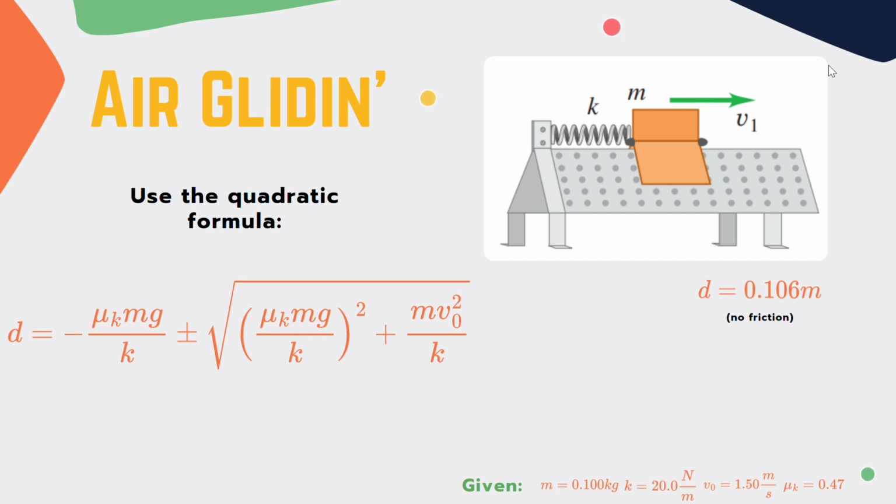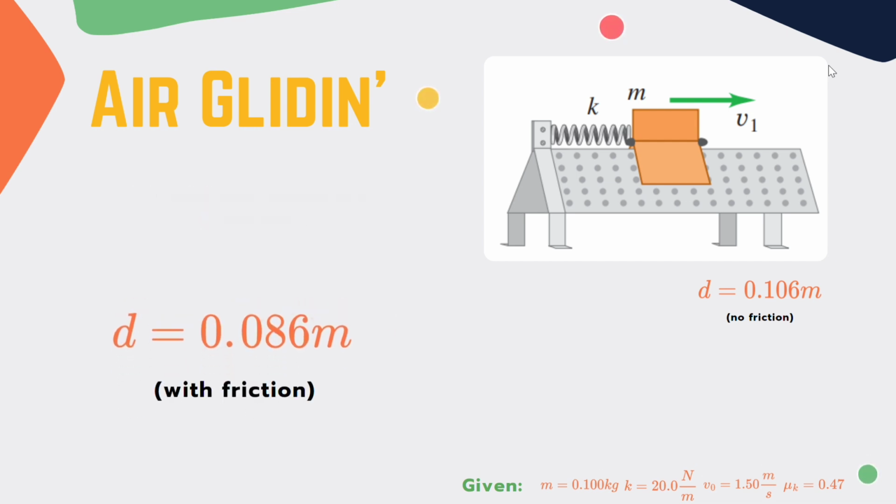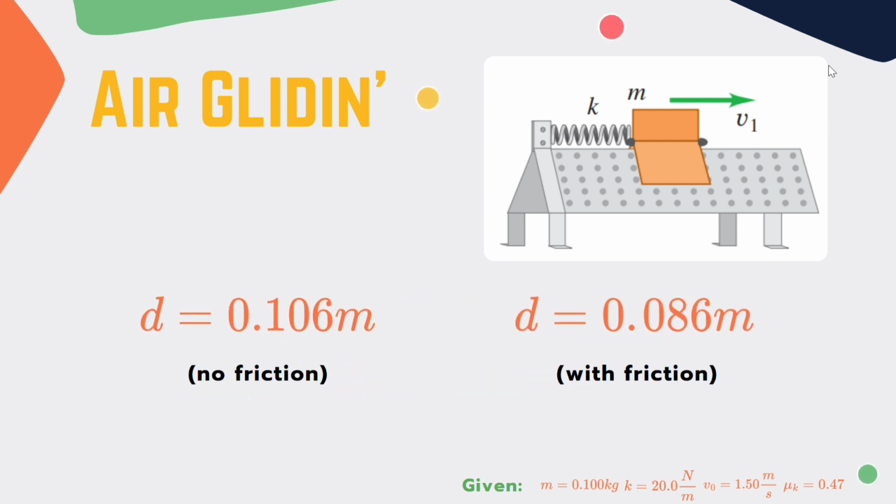Performing the calculations, we obtain d equals negative 0.132 meters and d equals 0.086 meters. But since we assume in our problem that d is positive, we ignore the first solution and get d equals 0.086 meters, assuming we have friction. This is now our final answer, and if we inspect it, we'll notice that the distance traveled before the glider stops with no friction is greater than the distance it travels with friction. This makes sense, since friction dissipates some of the energy that would have been used to move the glider.